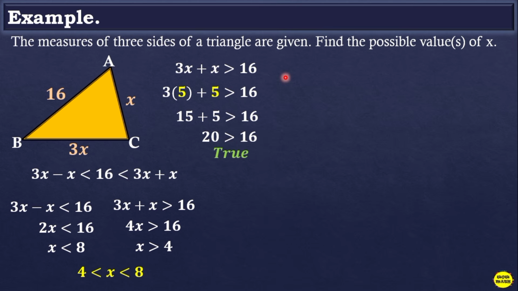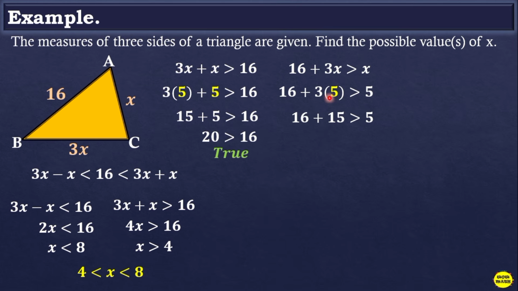Let's have another pair of two sides. Let us use 16 plus 3x should be greater than x. So we have 16 plus 3 times 5, using the same value of x, is greater than 5. So we have 16 plus 15 is greater than 5. And 16 plus 15, this is 31, is greater than 5. And this is also true.